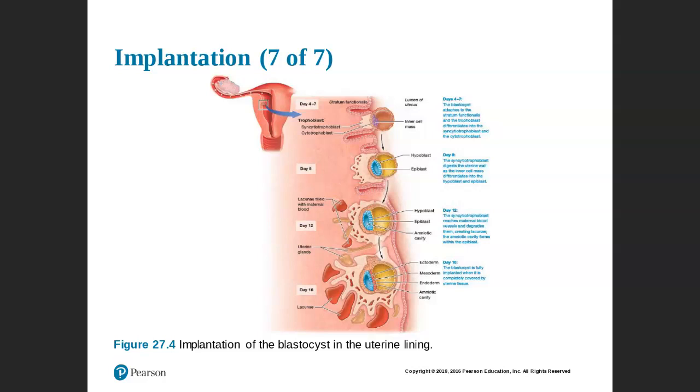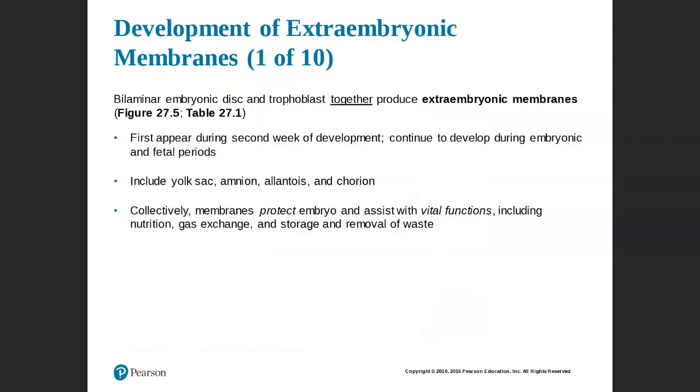So then on day 10, now the blastocyst is fully implanted. Okay, when it is completely covered now by uterine tissue, as you can see here. And you can see the future 3 germ layers here. Okay, you can see the endoderm in blue, the mesoderm in the red color, and the ectoderm. Ectoderm will become the skin and the nervous system.